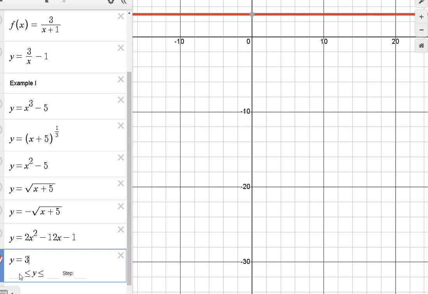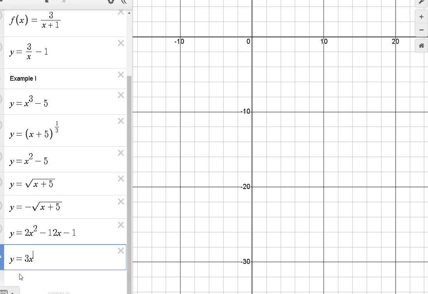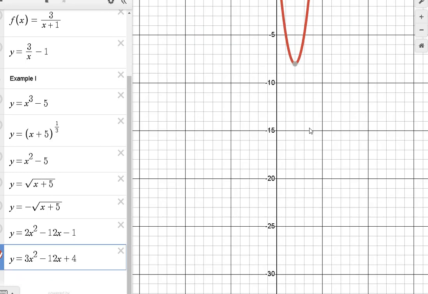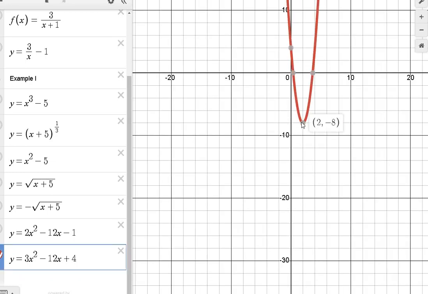Y equals 3 times x squared minus, I'll stick with the 12x again, plus 4 this time. And guess what? We can figure out the vertex. The vertex there is 2, negative 8. Does that make our life a little bit easier? A lot easier. Let's take a look at what that does for us.